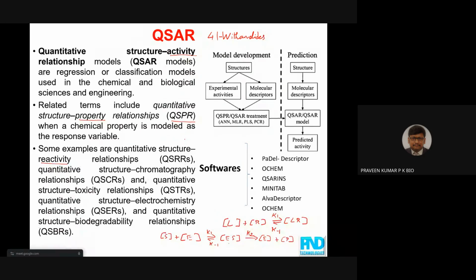Under these complications, with a series of closely related compounds, we can use quantitative structure chromatography relationships. For assessing toxicity, we can go with QSTR. For assessing electrochemistry, wherever you find corrosion-related work, based on oxidation and redox potentials, one can evaluate quantitative structure electrochemistry relationships and quantitative structure biodegradability. This is what we generally study in environmental science and engineering, isn't it?